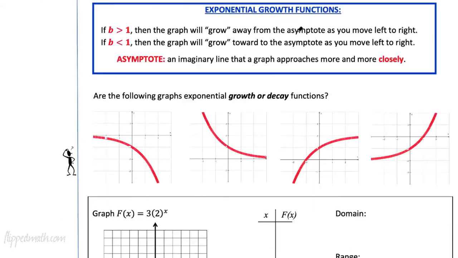In the forest. All right, so now let's look at what these look like on a graph. All right, we have our two different types, growth and decay. If b is greater than 1, that's a growth function, then the graph will grow away from the asymptote as you move left and right. Okay, we'll see what that means here in a second. If b is less than 1, or if it's a decay function, it'll grow towards the asymptote. And we put that into quotes because growing towards something means it's approaching it. An asymptote, okay, this is an imaginary line that the graph approaches more and more closely, but it never really crosses it. So let's look at these functions here, see if we can figure out whether they're growth or decay.